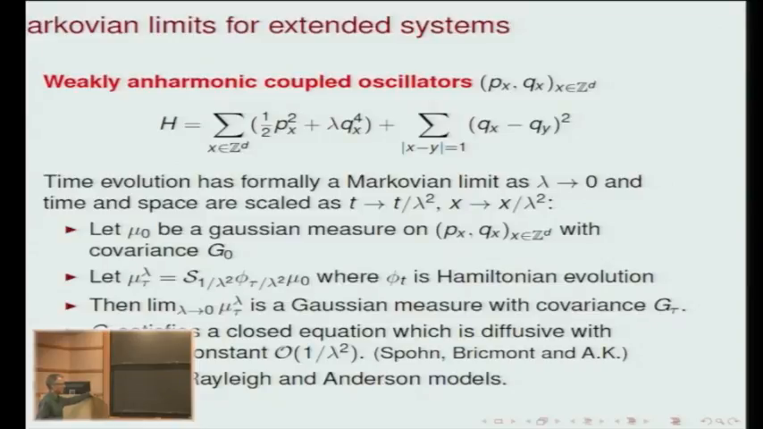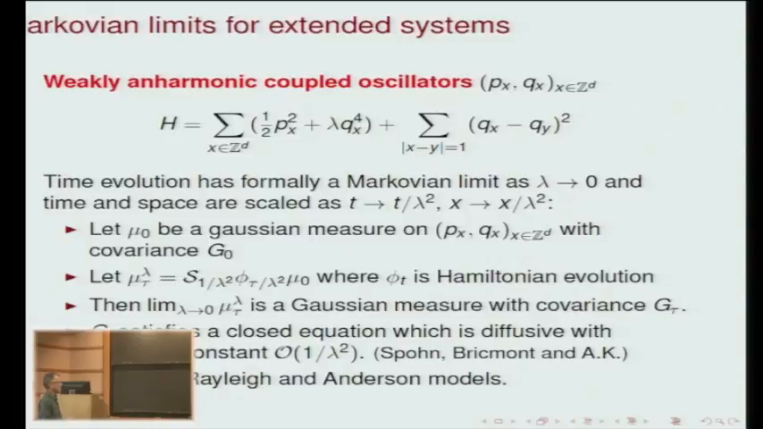Let me call phi t the Hamiltonian flow on measures. So I go in time tau over lambda squared, like I've been doing during this talk. And then I scale it diffusively, like we did kinetically. So take spatial scaling by 1 over lambda squared. So that's a new measure. In general, of course, since lambda is non-zero, it's non-Gaussian.